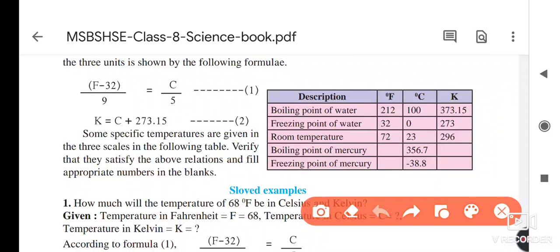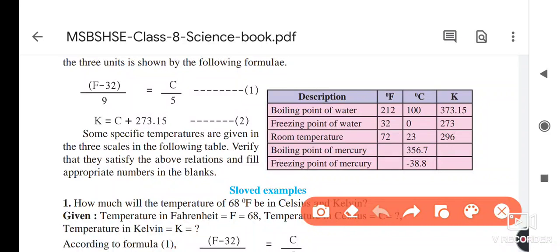So formula 1 is (Fahrenheit minus 32) upon 9 is equal to Celsius upon 5. This is the first formula. The second formula is Kelvin is equal to Celsius plus 273.15. This is the second formula. Some specific temperatures are given in the three scales in the following table.